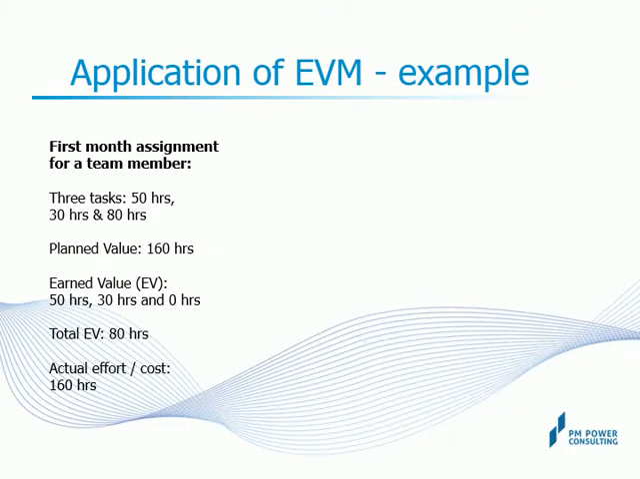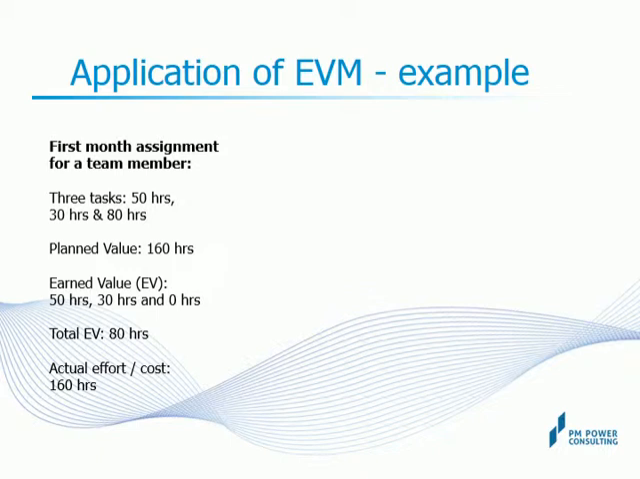Continuing with our example in the previous slide, let's say that the developer has been given 3 tasks to complete in his very first month. The 3 tasks are estimated at 50 hours, 30 hours, and 80 hours. The completion criteria for these tasks are that they should pass 100% of all the test cases defined for each one of them. At the end of the month, a review reveals that task 1 and task 2 are complete and have passed all the unit test cases. However, some of the test cases for task 3 have failed.